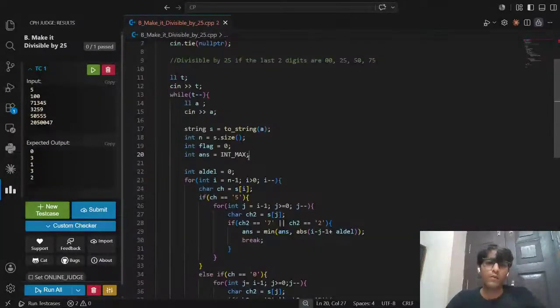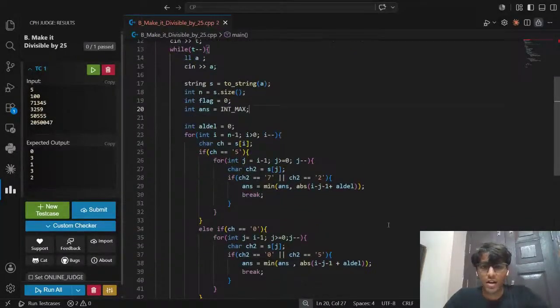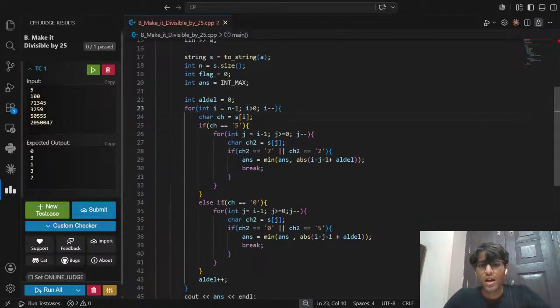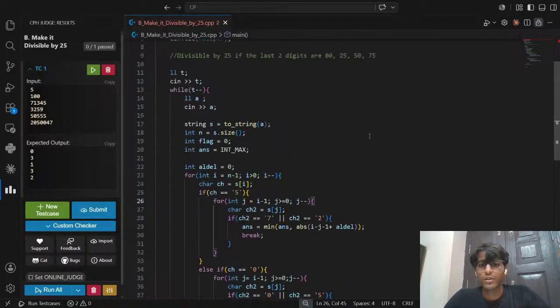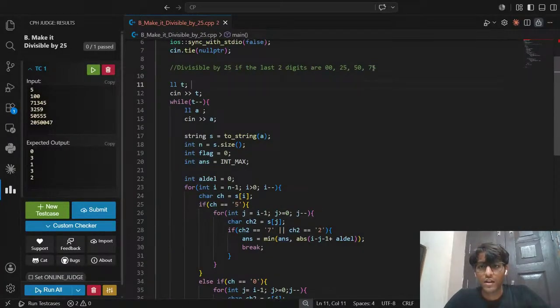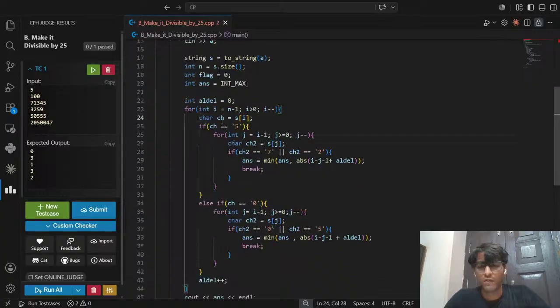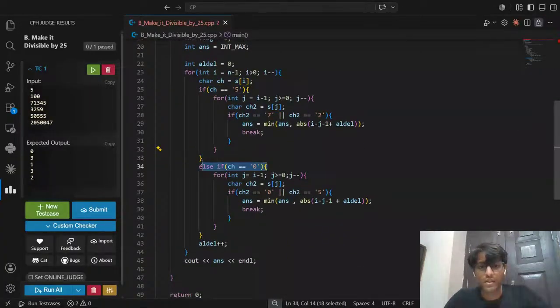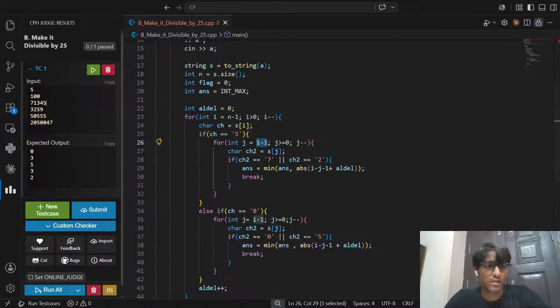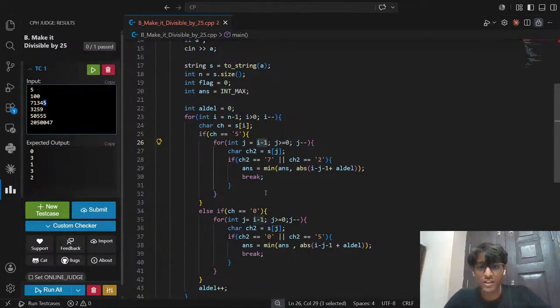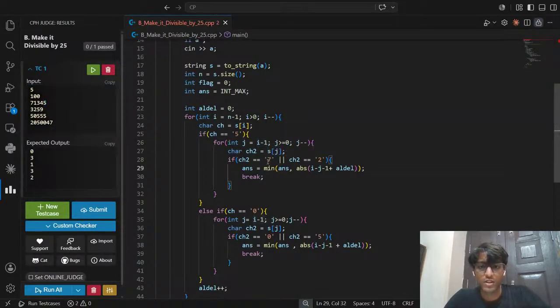So what I did was basically I used two loops. The first character can only be either a five or a zero. So I first check if ch of i is five or if it's zero. If it's five, then I check from i minus one. Like if this is the first five, then I check from here forward, and I check till ch2 is either 7 or 2.